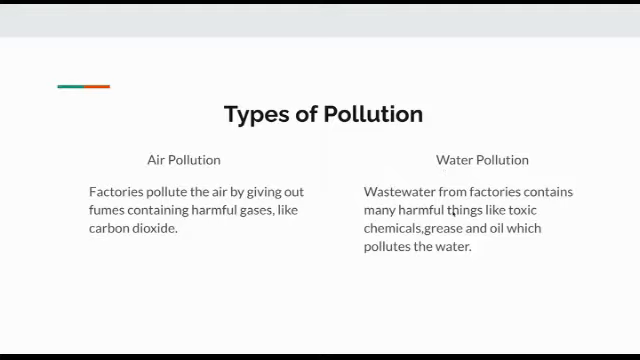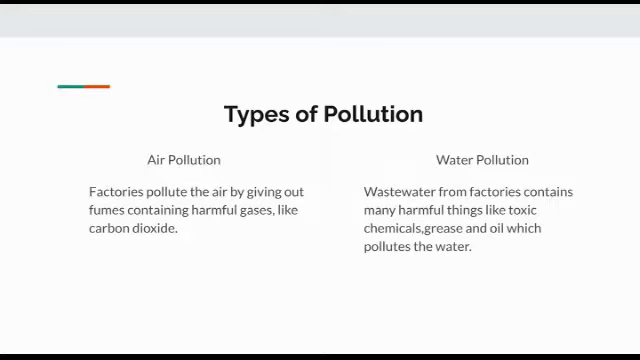Next, water pollution: how do these industries make water polluted? Through wastewater. We already studied that industries are located near water, because water is needed for cooling the machines and for other purposes. Wastewater from the factories contains many harmful things like toxic chemicals, grease, and oil, which pollute the water. All these things are usually discharged into nearby water bodies, and automatically it pollutes the water.